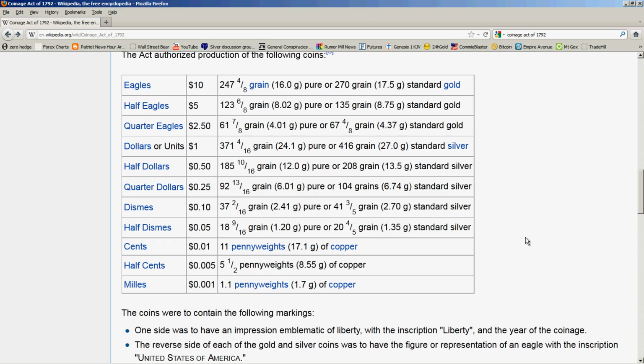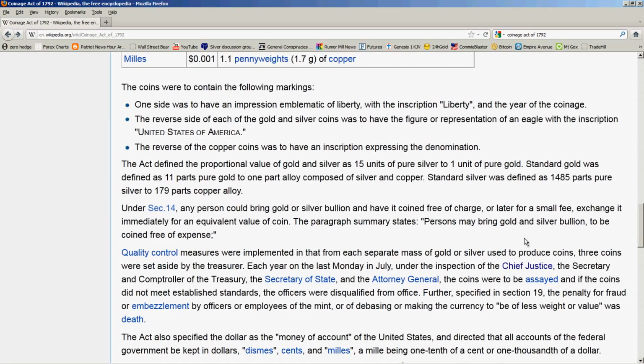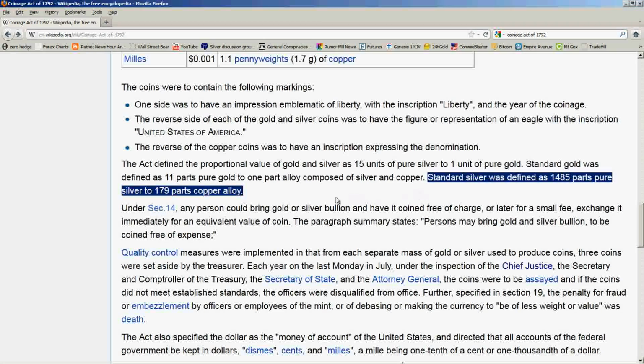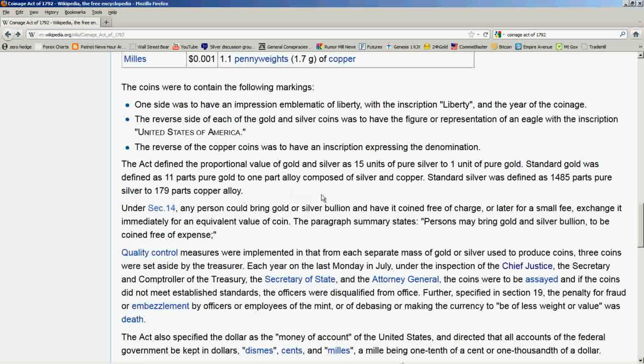So that's very interesting. Now, another interesting thing to point out here, they give the definition of what the standard unit is, and you can see the Act defined the proportional value of gold and silver as 15 to 1. Standard gold was defined as 11 parts pure gold to 1 part alloy, composed of silver and copper. And standard silver was defined as 1485 parts pure silver to 179 parts copper alloy. The reason is that if you're going to make coins, you cannot make them out of pure gold or pure silver. They're going to wear too quickly, so they came up with the definition of standard silver. All of the coins were to adhere to that standard, and it was a very serious matter if they didn't.